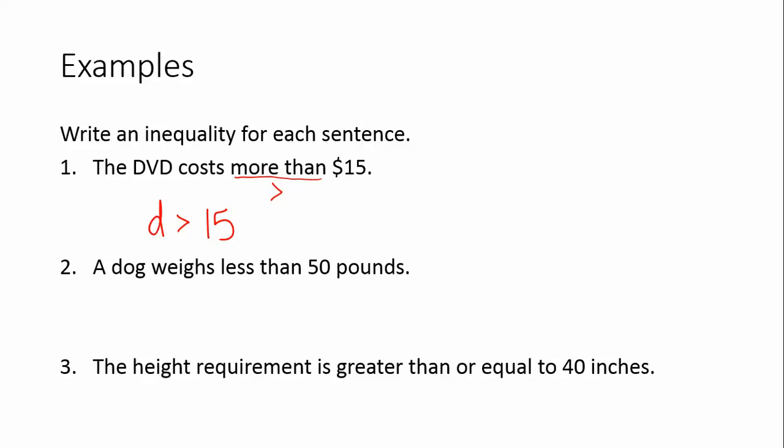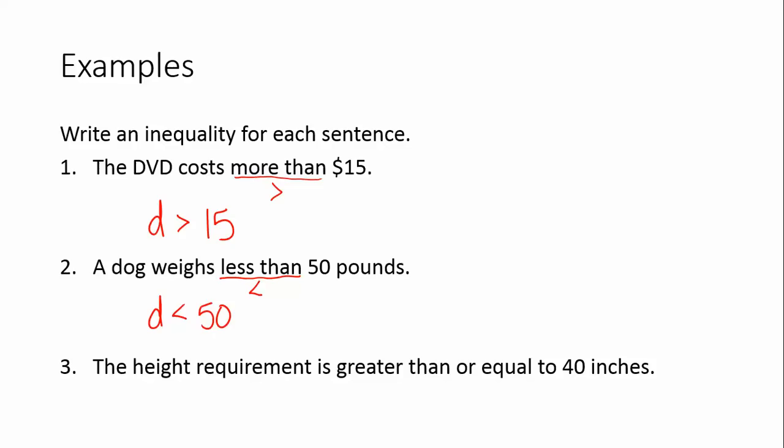We have a dog weighs less than 50 pounds. So here's less than, and that is the less than symbol. So we're talking about a dog. I'll use D again. The dog weighs less than 50 pounds. So D is less than 50.